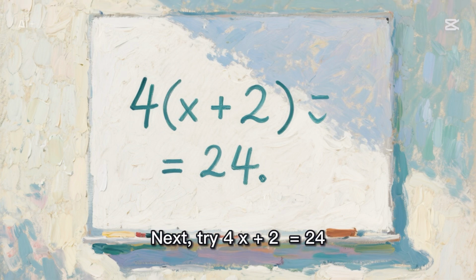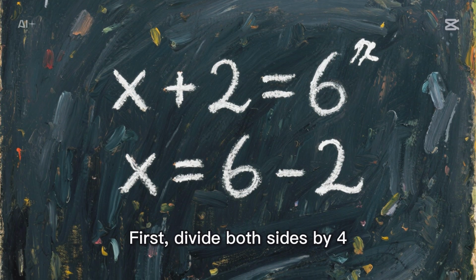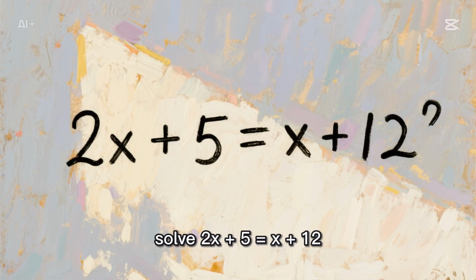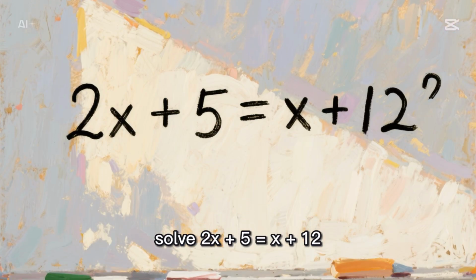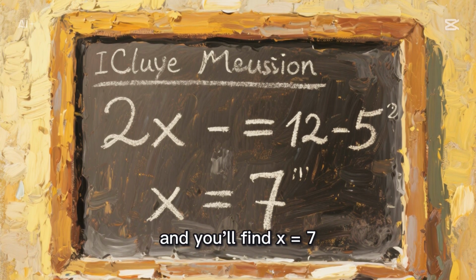Next, try 4x + 2 = 24. First, subtract 2 from both sides, then divide by 4. The answer is x = 5.5. Lastly, solve 2x + 5 = x + 12. Subtract x from both sides, then subtract 5, and you'll find x = 7.